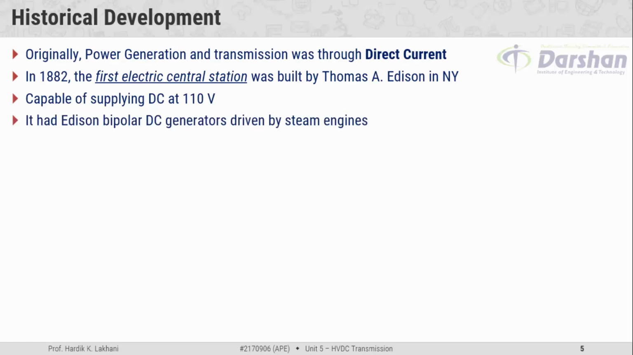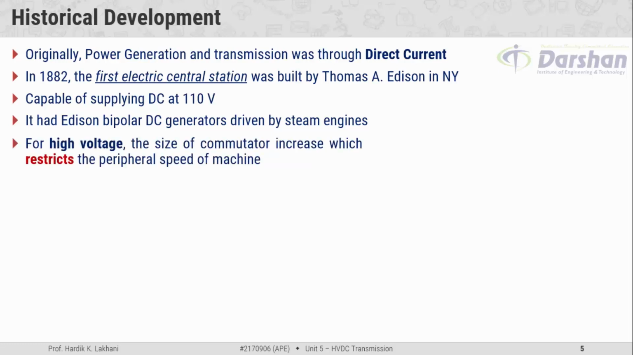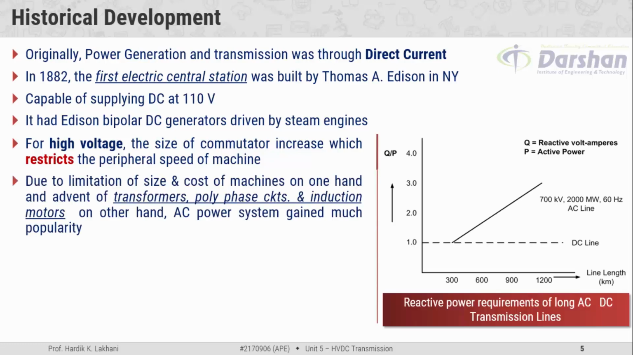It had Edison bipolar DC generators driven by the steam engines, but we know that for high voltage the size of the commutator increases, which restricts the peripheral speed of the machine, and because of that we cannot produce higher power through the DC generators. And due to the limitations of size and cost of DC machines on one hand, and the arrival of transformers, polyphase circuits and induction motors on the other hand, AC power systems became much more popular.